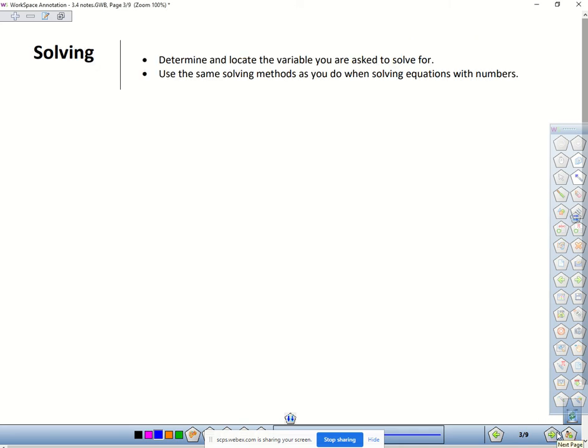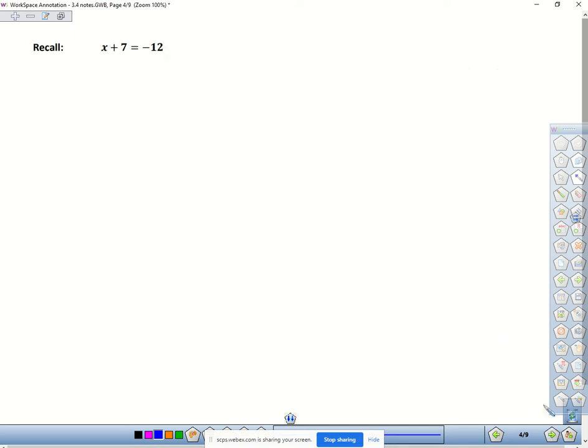So, how do you solve a literal equation? Well, you determine the location of the variable you are asked to solve for, and then you use the same solving methods you do when you're solving equations with numbers. So you have to get that variable by itself. We use reverse operations: addition reversing subtraction, subtraction reversing addition, division reversing multiplication, and multiplication reversing division, such as those examples. So let's talk through how we solve a normal equation.